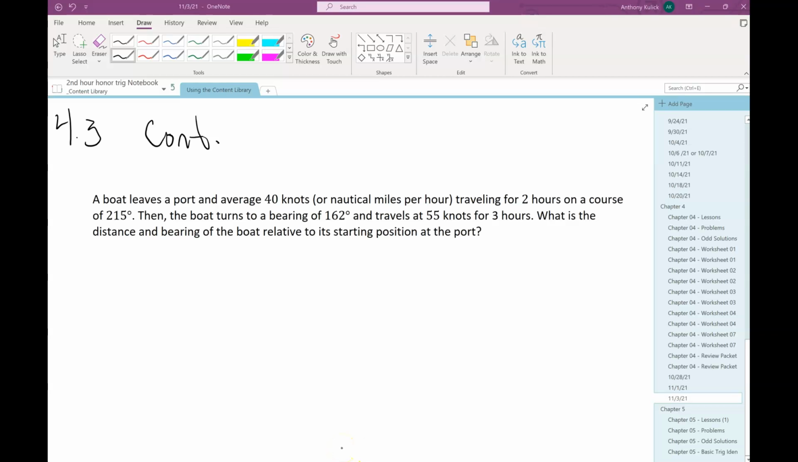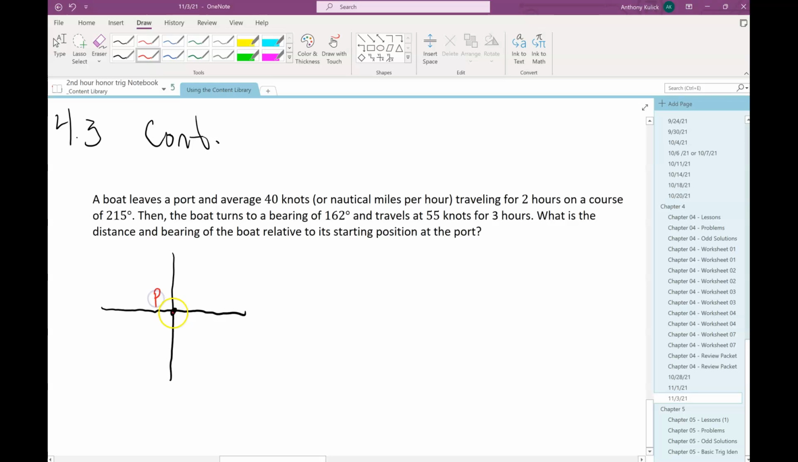So this first problem says a boat leaves a port and averages 40 knots, that's nautical miles, for 2 hours on a course of 215 degrees. Then the boat turns to a bearing of 162 degrees and travels at 55 knots for 3 hours. And then we want the distance and bearing of the boat relative to the starting position at the port. So this is kind of the idea of what we're going to be doing here. And then we'll actually do the mathematics, but it's the first time, so I want to be kind of thorough.